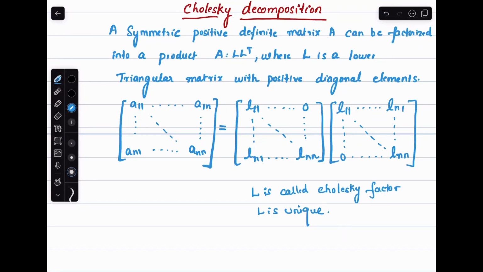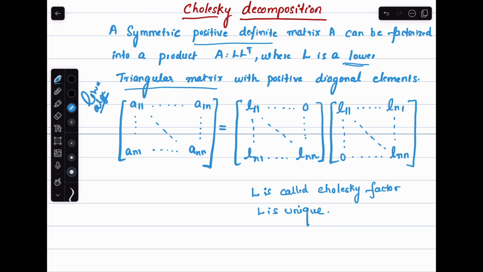Today's topic that we are going to study is called Cholesky decomposition. Cholesky decomposition is a mathematical method used to factor a positive definite matrix into the product of a lower triangular matrix and its transpose. It is particularly useful in numerical linear algebra, especially for solving systems of linear equations, optimization problems, and algorithms, and many more.